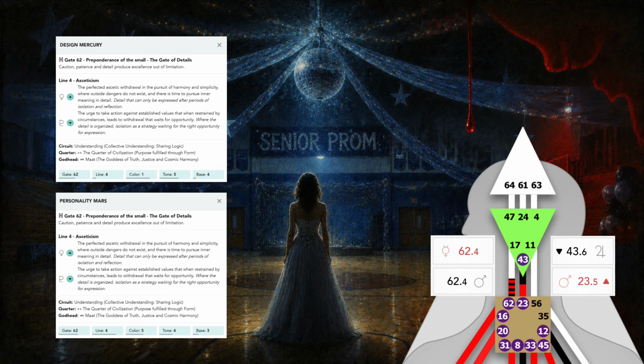The fourth line here is about ascetic withdrawal. The detail can only be expressed properly after periods of isolation and reflection. You pull back from the world, work out the specifics in private, and wait for the right moment to share them. Anyone who has read about King's daily writing discipline knows this pattern. He writes every single day, he goes into his room, shuts the door, and works the detail, page after page. He has described his writing process as fundamentally solitary, a withdrawal into the work where the details get assembled one at a time.